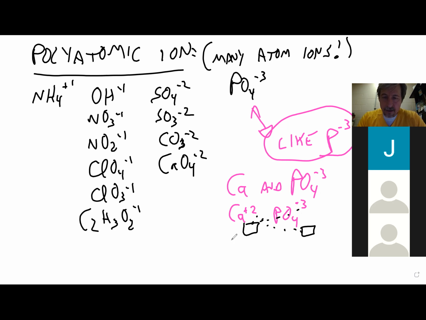Cross-multiply thing again. So you're going to have three calciums and two phosphates. If you remember, it was Ca3P2. Now it's Ca3(PO4)2. Now I'm going to do the next page and show you what these look like, because what we really want to do is look at the bonding associated with them.